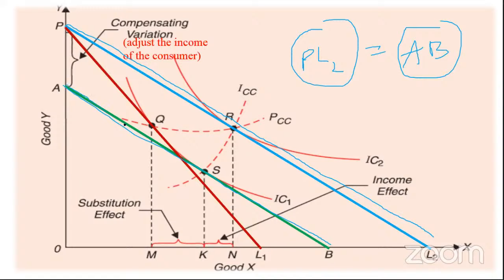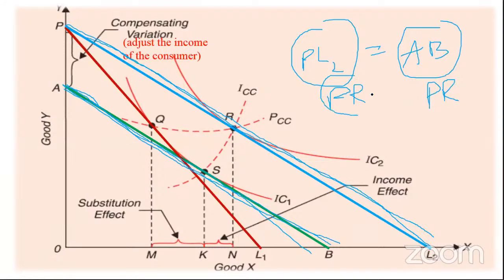This means the compensating income line is parallel to PL2. Only then is the price ratio of the PL2 the same as the price ratio of the AB. When we draw the compensating budget line parallel to PL2, only then. Remember why: we draw a parallel line to PL2 to equalize the price ratio of the PL2 with the price ratio of the AB line.